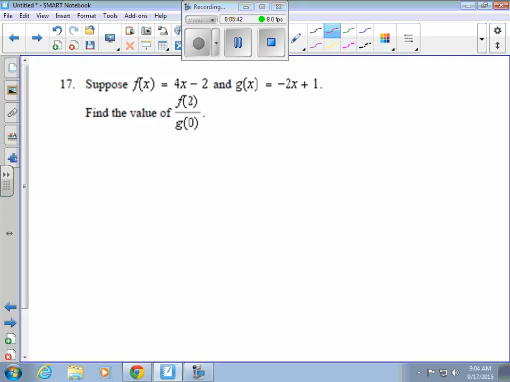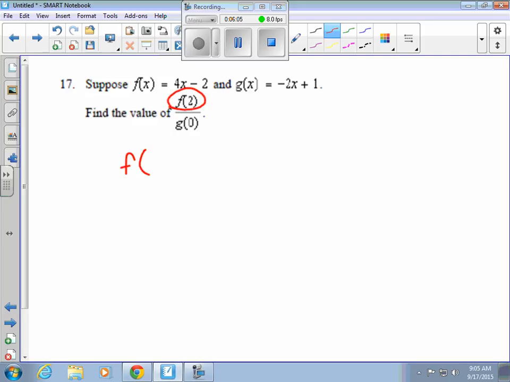17 was the one I told you to pay attention to, not because it's exceptionally difficult. It just kind of puts two problems together. It said, suppose f of x equals 4x minus 2 and g of x equals negative 2x plus 1. It says find f of 2 divided by g of 0. So let's focus just on this part for a second, and then we'll focus on the other part.